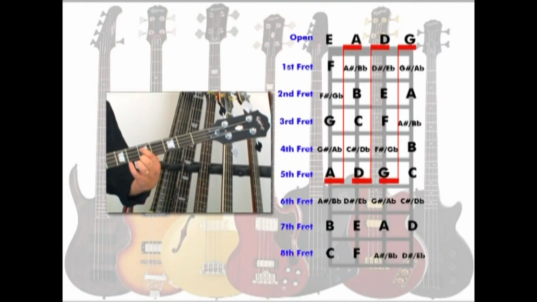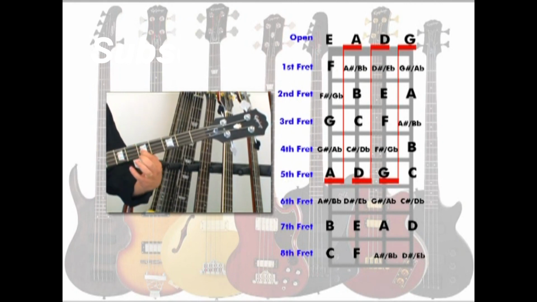You can apply this to the 5th fret of the 3rd string to tune the 2nd string open to a D note. Then, the 5th fret of the 2nd string to tune the 1st string to an open G note.